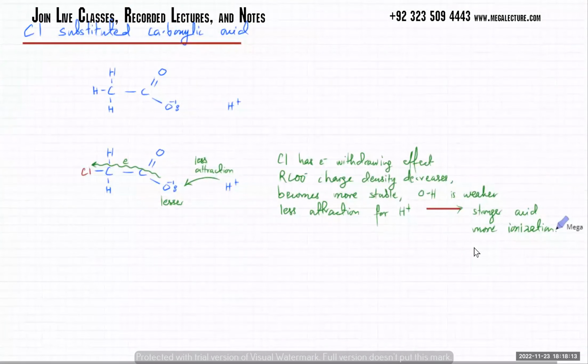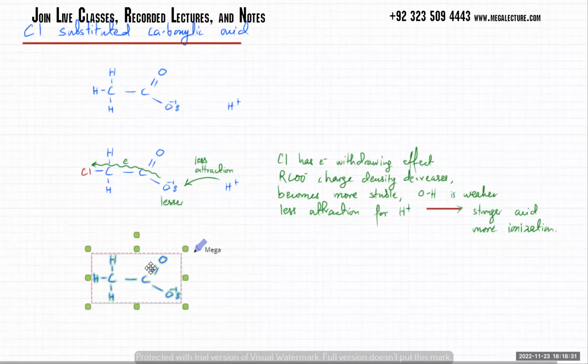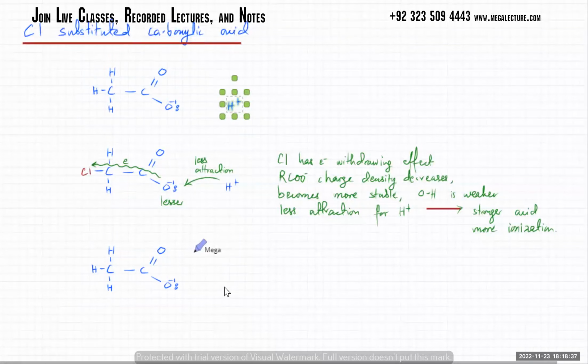Then you have another one, the position of the Cl also matters. Let's have another one. So the more chlorine substitution happens, the stronger will be the acid, okay? So let's say they've got another one, and in this one there are actually 3 Cls. Sir, so the easier the ionization, the stronger the acid will be? Yes. Okay, sir.